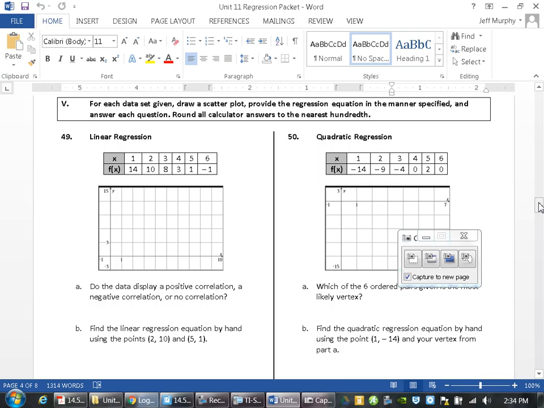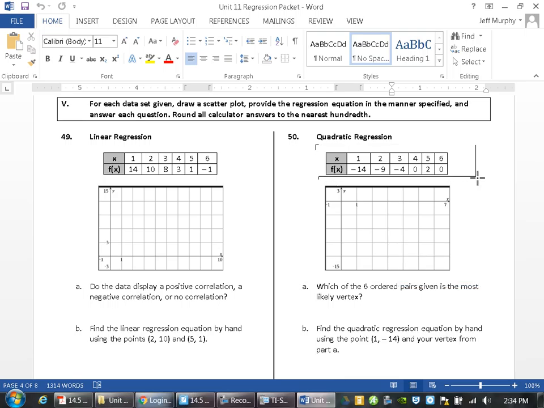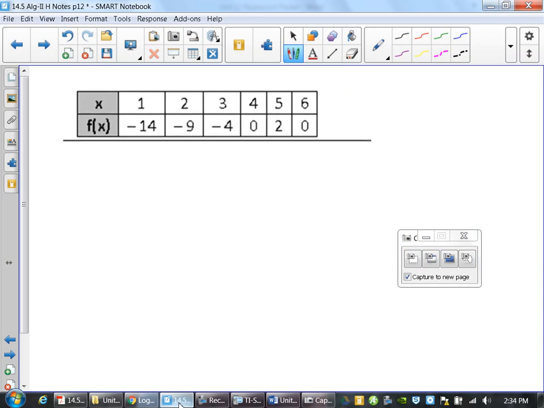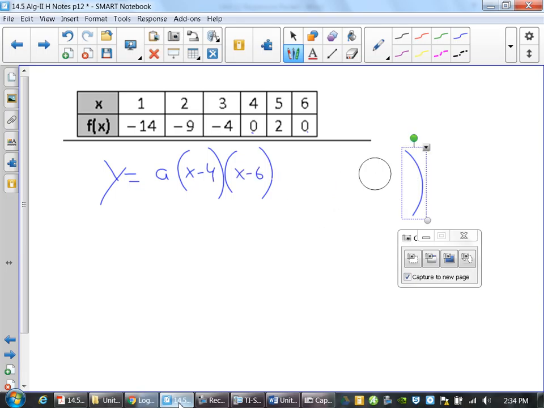So if I'm looking at quadratic regression, basically what I'm doing here is this. If it wants you to write it out another way, whether it's quadratic, cubic, quartic, doesn't matter, it's going to be y equals a something something. This is for quadratic. That would be cubic. That would be quartic. You're just using the zeros. So this would have been x minus 4, x minus 6. And then I would just substitute in one of my other ordered pairs to solve for a. Does that make sense?